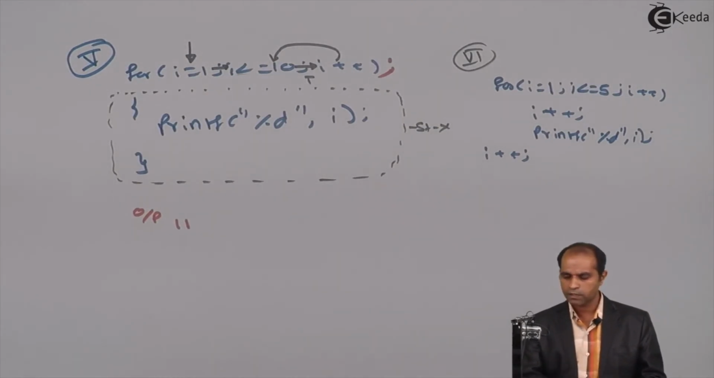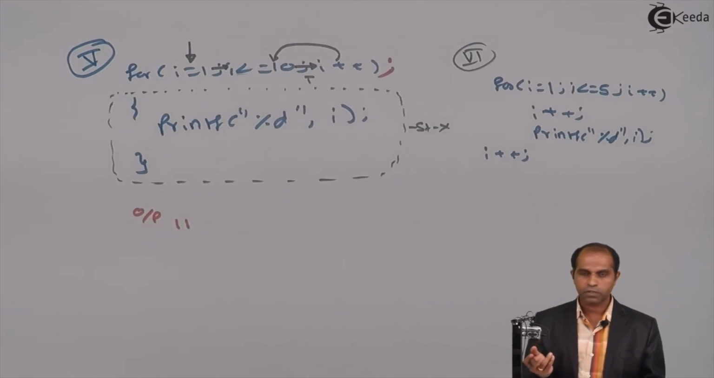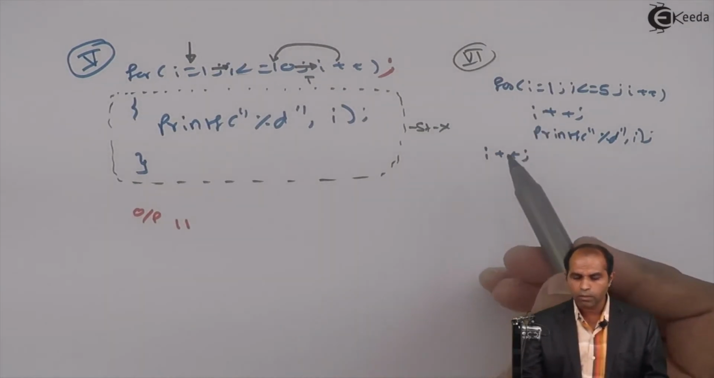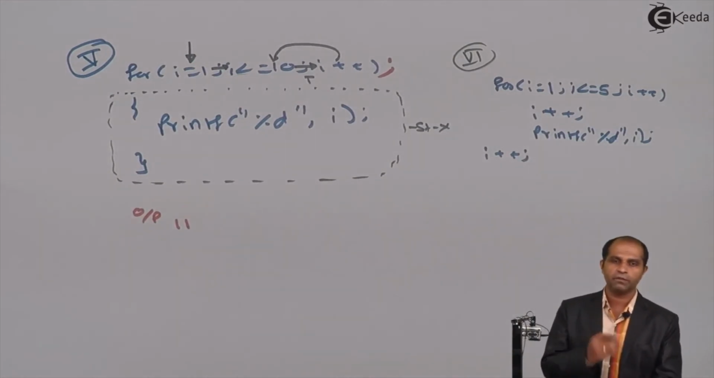Yes, answers please. So probably you might have thought the answer as 1, 3, 5. Since it ends up at 5, 1, 3, 5. No, that is not the case. What will be the output of this particular program? How exactly does this particular program behave? Now here, when I ignore curly brackets, how does the loop behave?